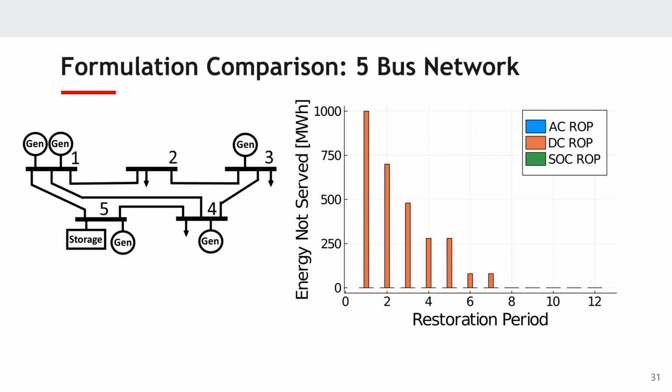The graph on the right shows the amount of unserved energy on the y-axis, so the amount of power and energy that's not being delivered in the system, and then across the x-axis is how many repairs have been done cumulatively. In the orange here is the DC restoration ordering problem. You can see that at the beginning, there's quite a bit of energy that's not being delivered in the network. And as repairs happen, that number is going down. And after 7 repairs, all of the power in this network is being delivered to the loads.